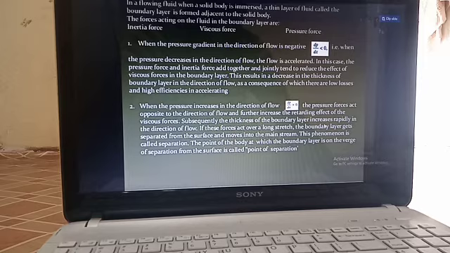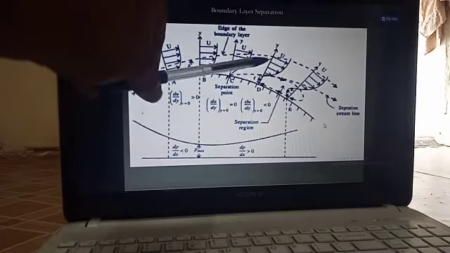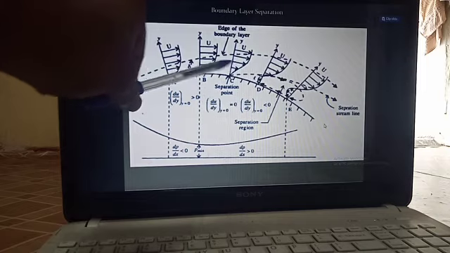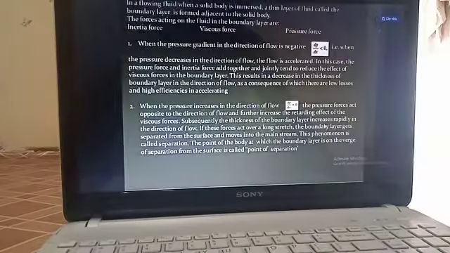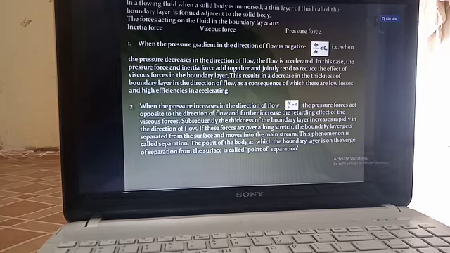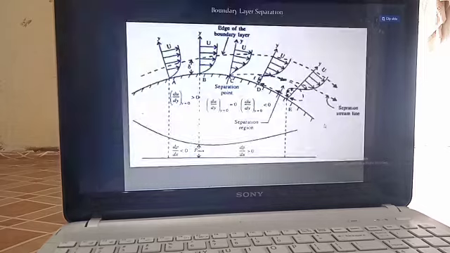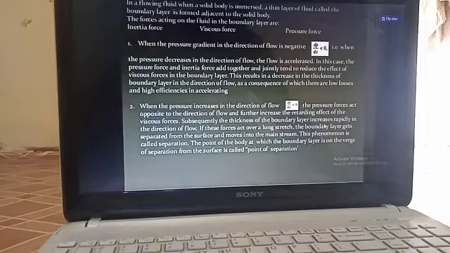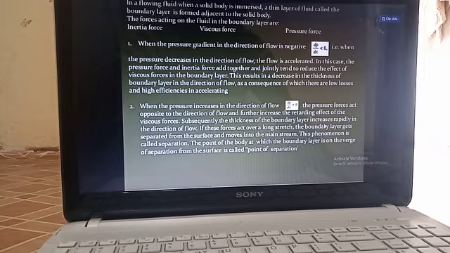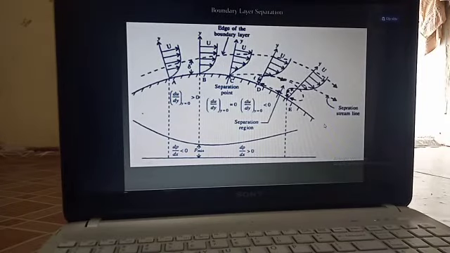If the pressure force, viscous force and inertia force act over a long distance, the boundary layer gets separated from the surface and moves into the mainstream, and this phenomenon is called separation. The point on the body at which the boundary layer is on the verge of separation from the surface is called the point of separation. So this is the concept of boundary layer separation. Okay, thank you.